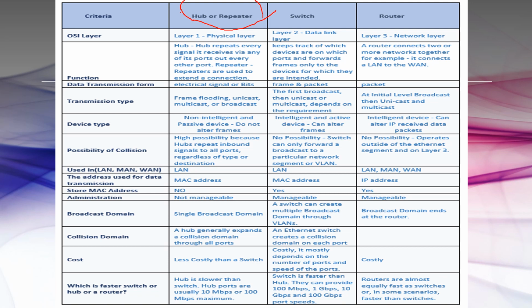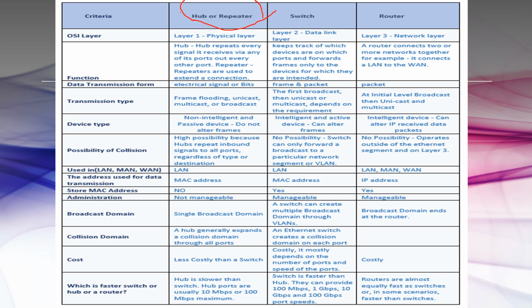The function of a hub and repeater: the hub, whatever signal it receives from a device, just sends out from all other ports. So it receives the signal and passes it to other devices which are connected to the hub. If it is a unicast, it does unicast. If it is a multicast message, it does multicast. If it is a broadcast, it does broadcast.